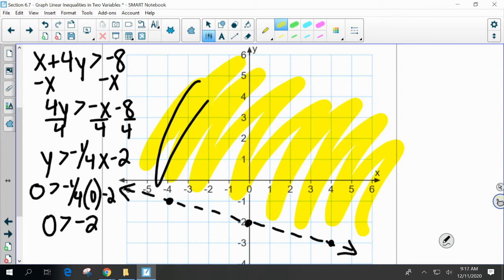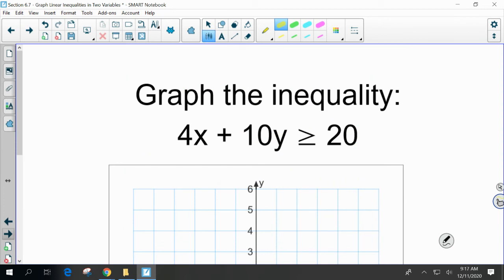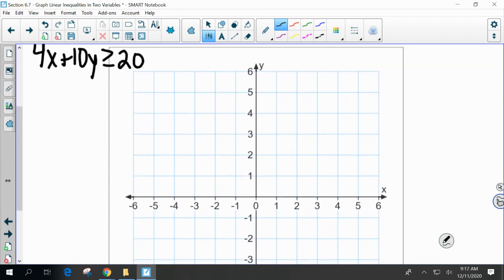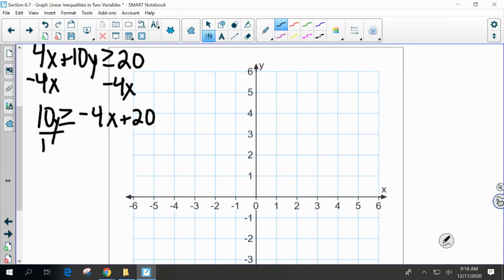Okay, so let's go through the next one. All right, so 4x plus 10y is greater than or equal to 20. So my first step would be what? Subtract 4x. So 10y is greater than or equal to negative 4x plus 20. Then I need to divide everything by 10. So y is greater than or equal to, and I'm going to go ahead and simplify this fraction to negative 2/5 x plus 2.